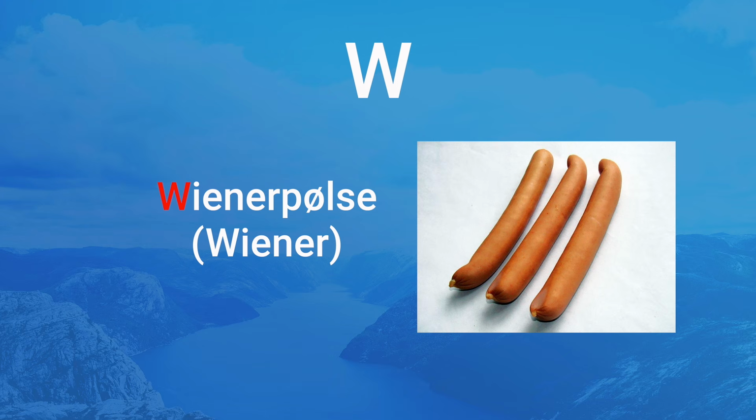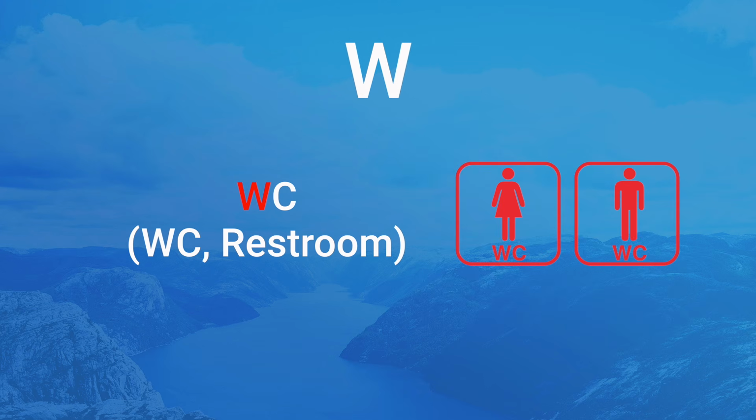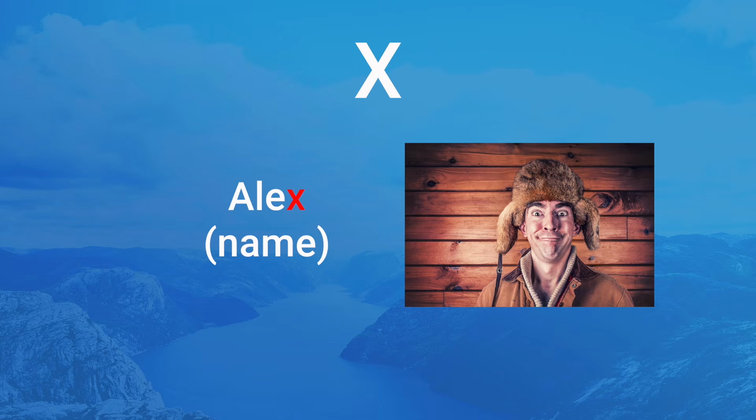Wienerpølse. Extremely few Norwegian words use W. It's very, very uncommon, just like the Q, and it actually sounds exactly the same as V. In fact, people even say WC instead of WC.